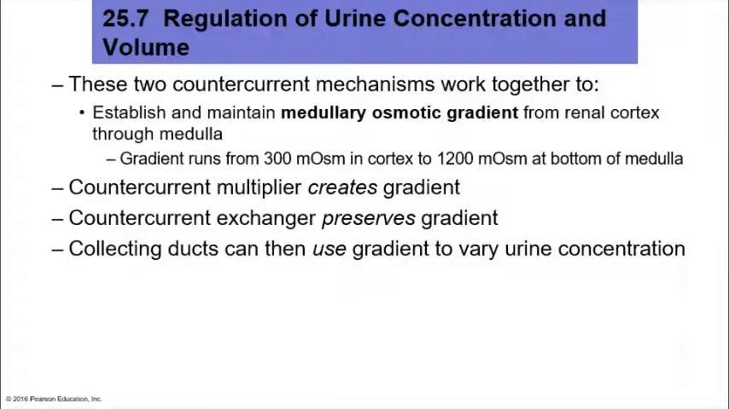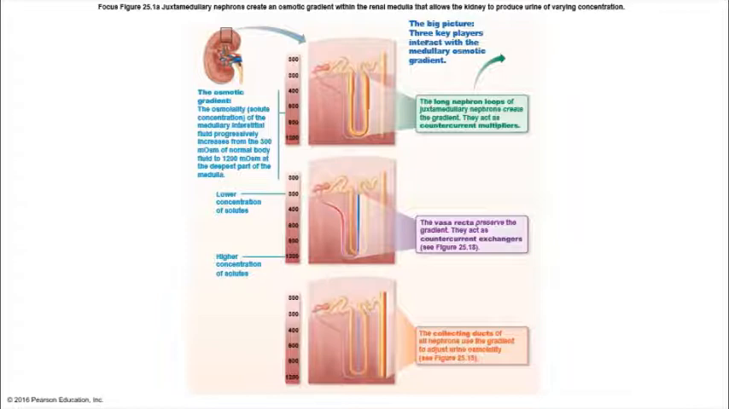Why do we need the medulla to be more concentrated and the cortex to be less? Who's going to take advantage of that, and how is that going to lead to dilute or concentrated urine? It's going to be the collecting ducts. We're using the countercurrent multiplier and exchanger to create this difference in concentration between the cortex and the medulla so that the collecting duct can use it to vary the concentration of the urine. No, you do not need to know it in more detail besides that, but we're going through these slides.